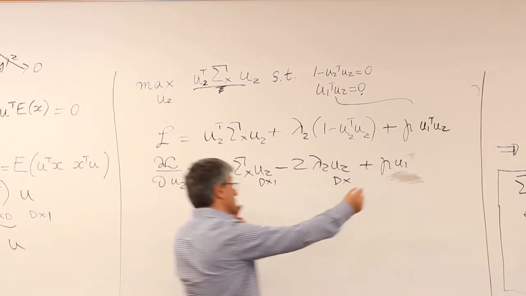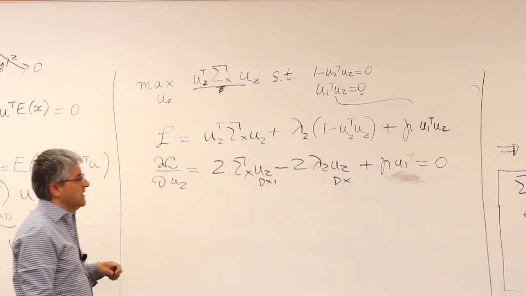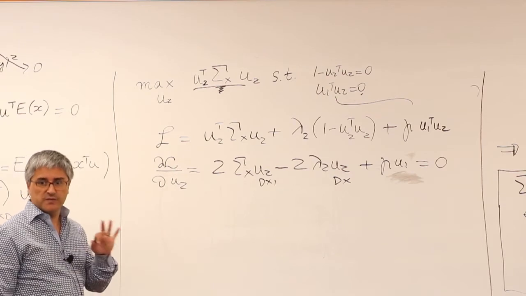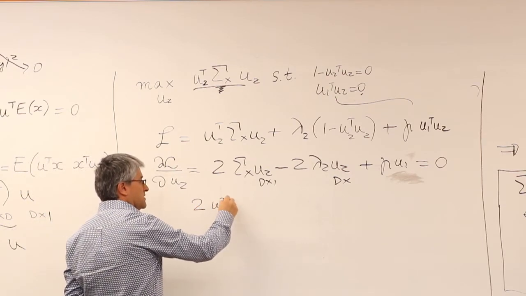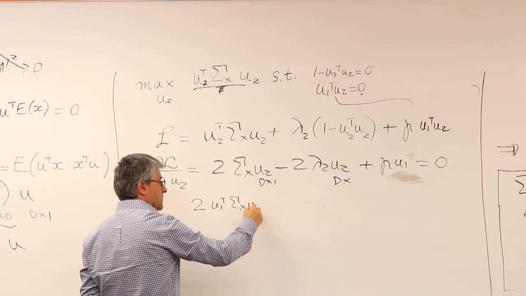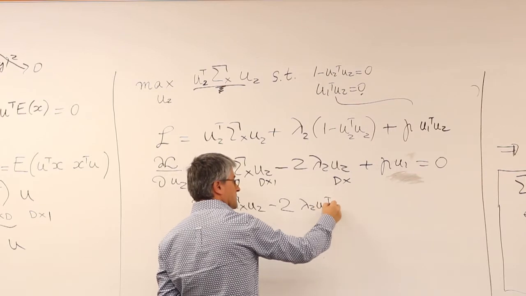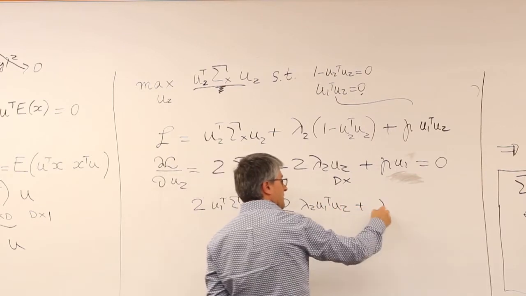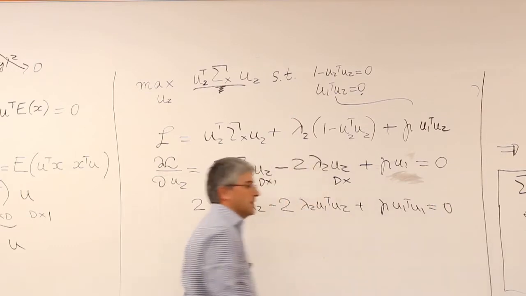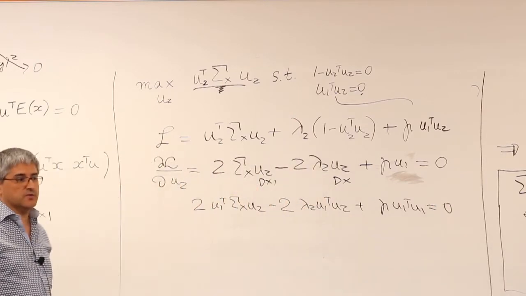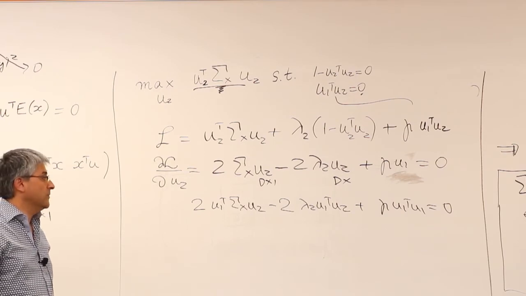Well, this needs to be equal to 0, I guess. So let me multiply by U1 transpose on the left. So I'm going to get 2 U1 transpose sigma x U2 minus 2 lambda 2 U1 transpose U2 plus gamma U1 transpose U1 is equal to 0. I just multiply by U1 transpose on the left. Okay?